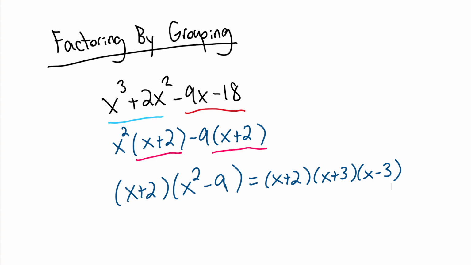So just to recap the steps for factoring by grouping, you're typically looking to factor something out of the first two terms, factor something out of the second two terms, and then that should leave you with a common factor that you can then pull out of the entire thing.